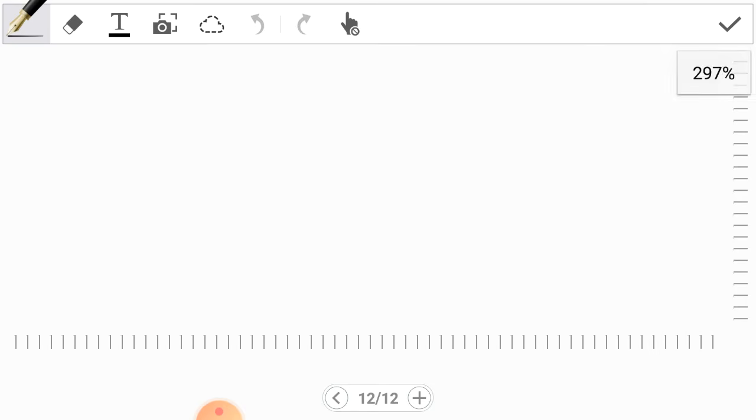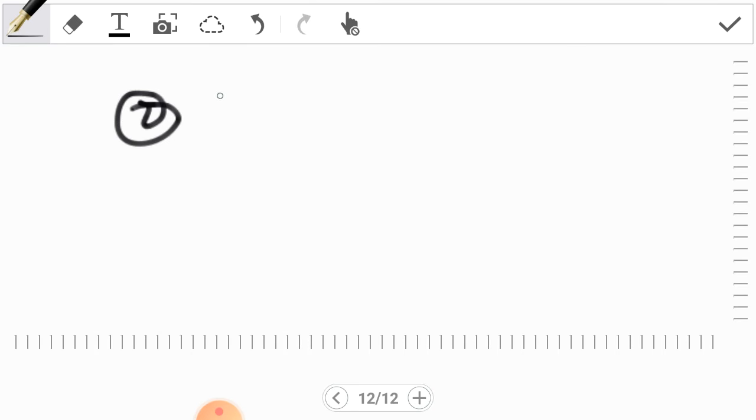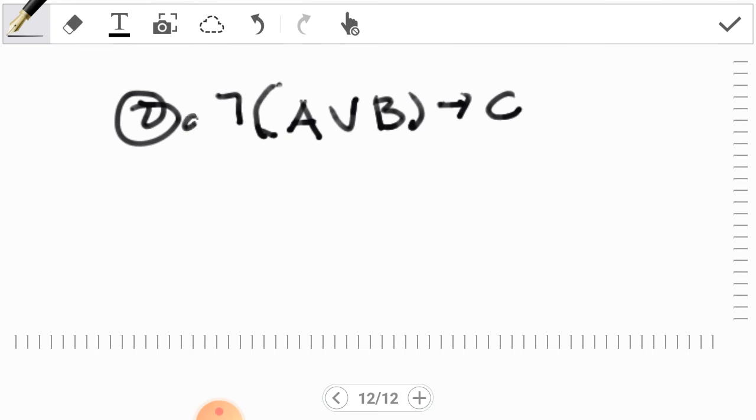Today. And let me check a good example here. Let's consider this second example. Given, premise number 1, not A or B implies C. That's premise number 1.